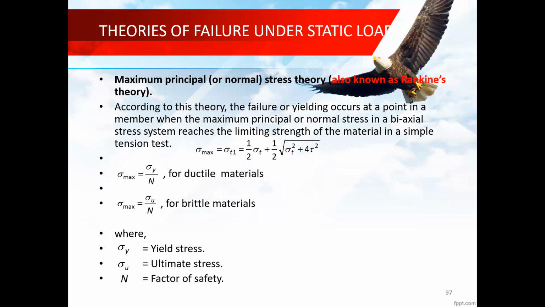So sigma maximum is sigma Y over N for ductile material. Sigma maximum is sigma U over N for brittle material, where sigma Y is yield stress, sigma U is ultimate stress, and N is the factor of safety.